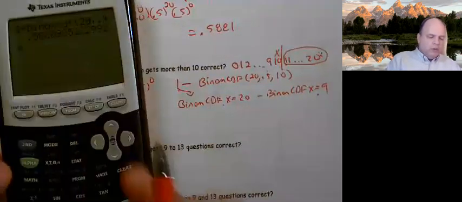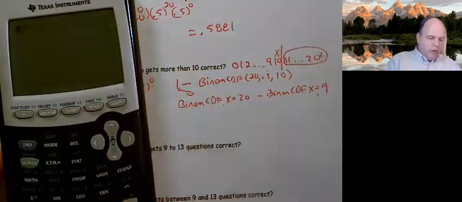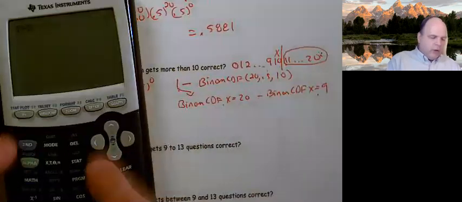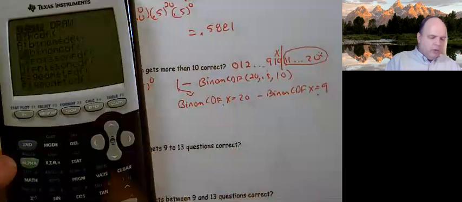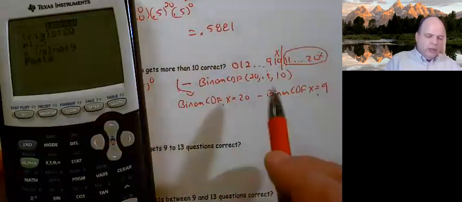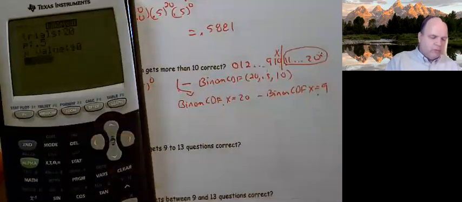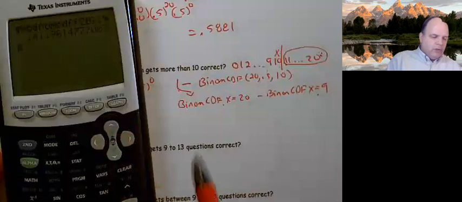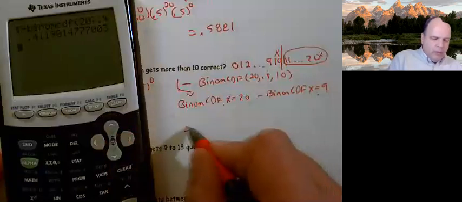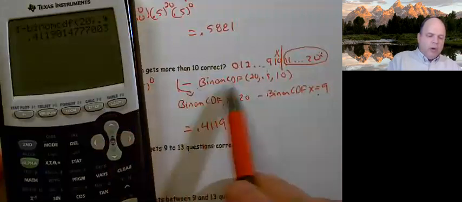Work shown. Second vars. I'm going to do both ways. 1 minus second vars binomial CDF, 20, X value is more than 10, so I need to change this X to a 10. And I get 0.4119. All right, that was using the 1 minus.